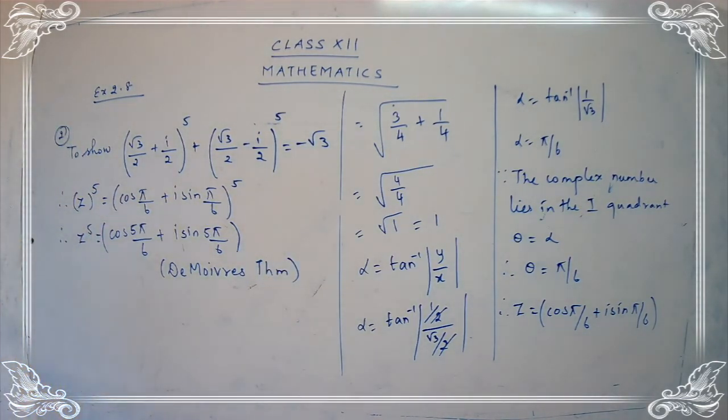So we have just found the value for the first part, that is (root 3 by 2 plus i by 2) the whole raised to 5. Okay, now children, let's move further. We are going to find out the value for the second term.